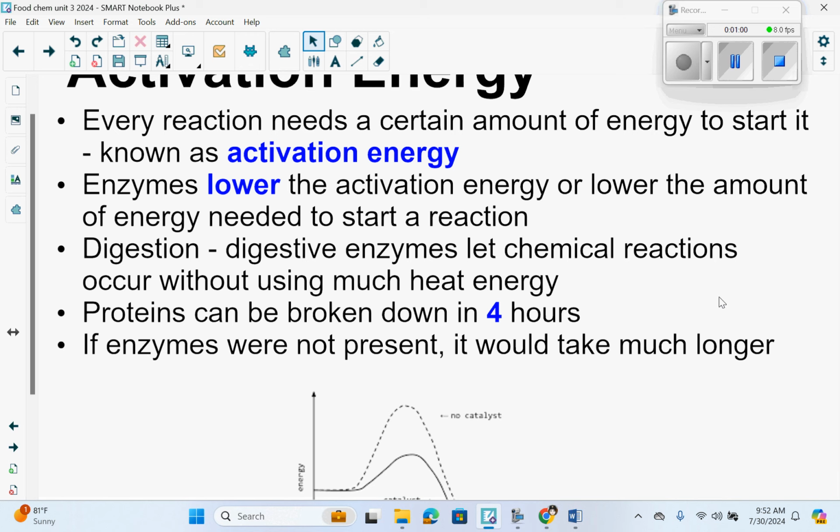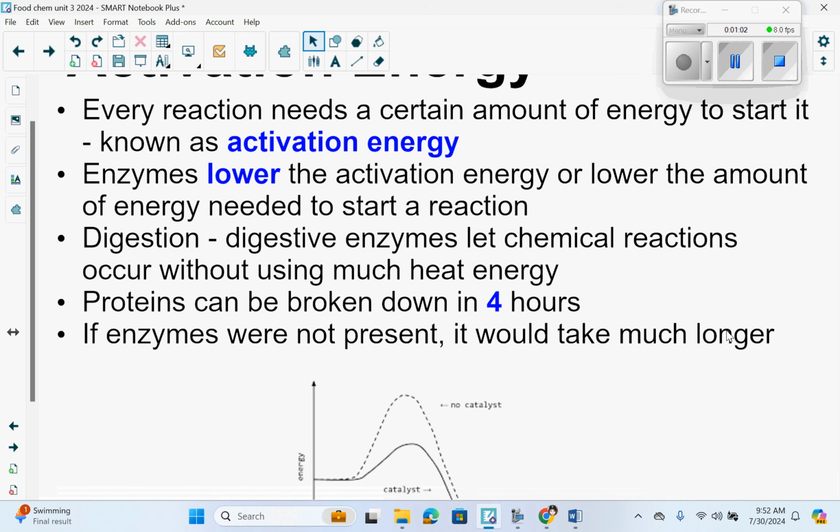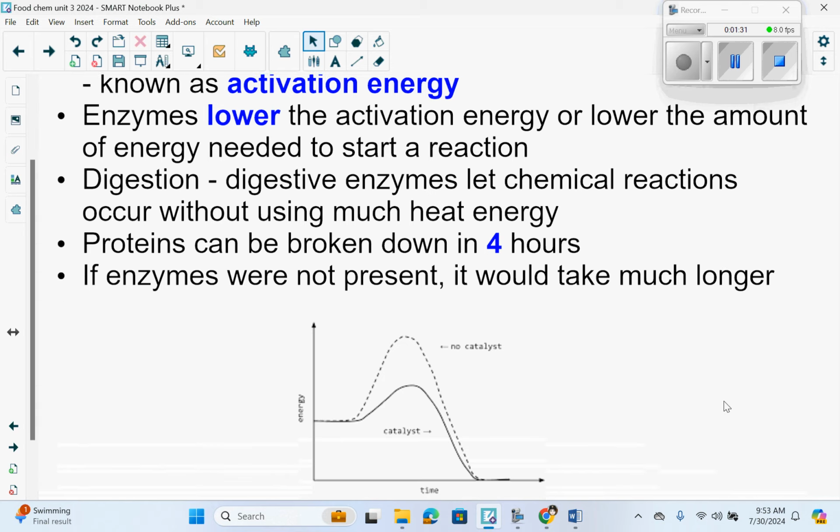Activation energy. Every reaction needs a certain amount of energy to start it. This is known as activation energy. Enzymes lower the activation energy, or lower the amount of energy needed to start a reaction. In digestion, for example, you have digestive enzymes that let chemical reactions occur without using much heat energy. Proteins can be broken down in 4 hours. If enzymes were not present, it would take much longer.